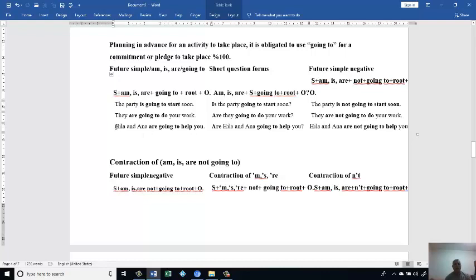We have these sentences. Hela and Anna are going to help you. Then we say, are Hela and Anna going to help you? Then we say, yes, they are. We could say, yes, Hela and Anna are going to. Or you say, no, Hela and Anna are not going to. Hela and Anna are not going to help you.